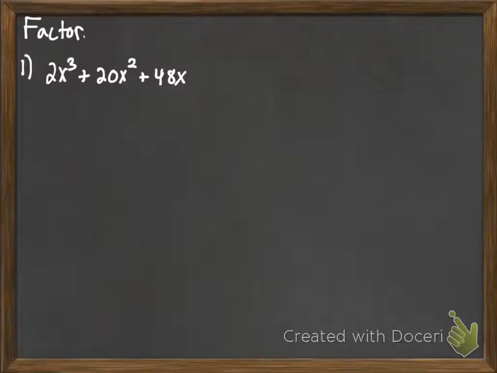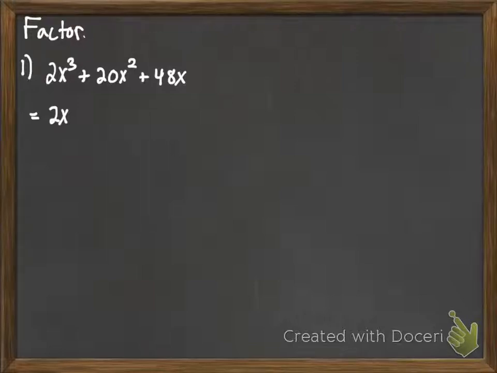problem using factoring techniques, you'd have to be looking at things 2 times 48 is 96 that multiply to be 96 and add to be 20. So it's important to go ahead and pull out that common factor.